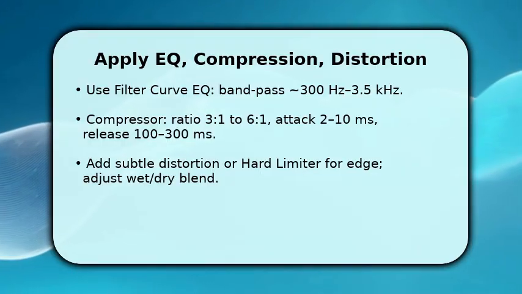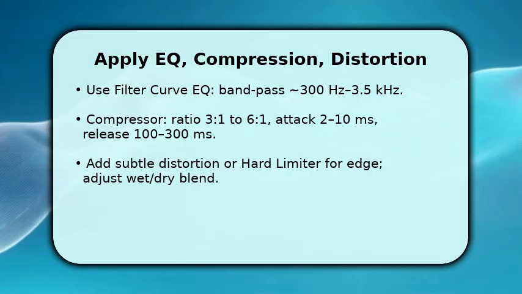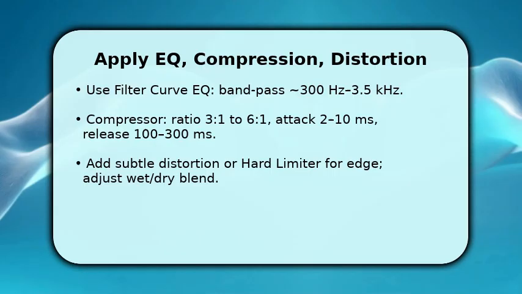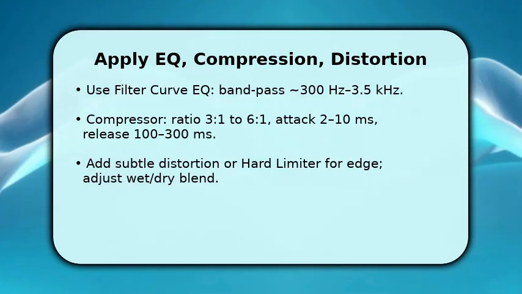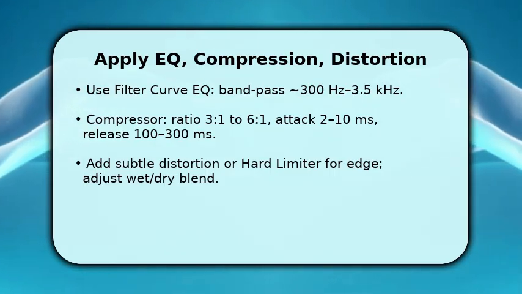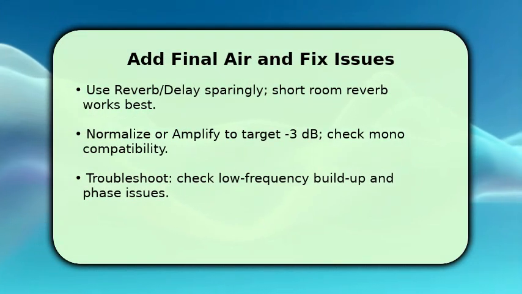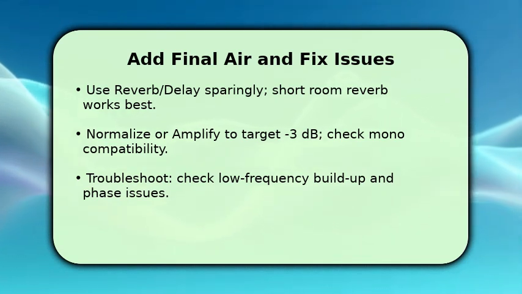without pumping. Then add a small amount of distortion or use the hard limiter to introduce harmonic grit, make it subtle and listen. Finally, automate or manually mix the wet duplicate with the original to finish, add a touch of short room reverb or tiny delay to give the radio voice presence without sounding distant.